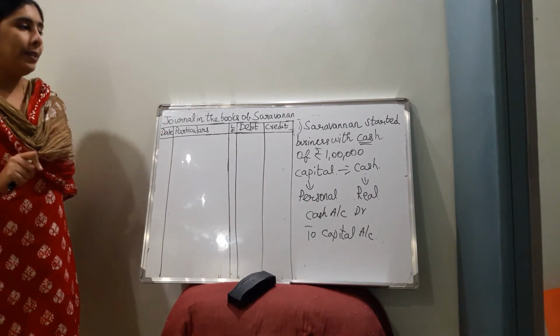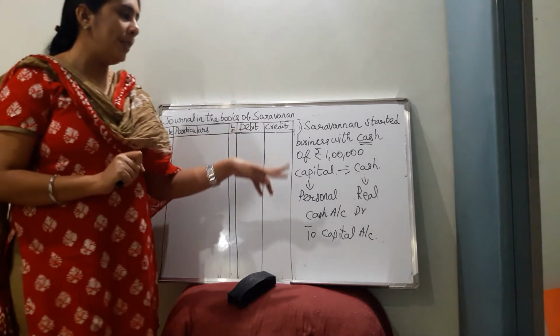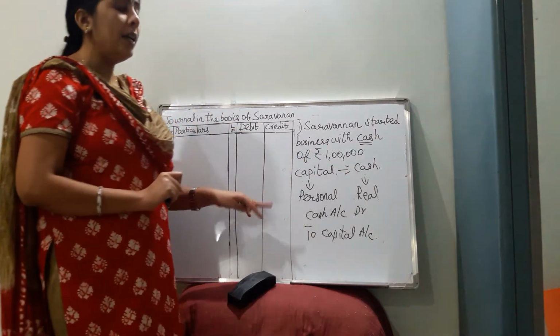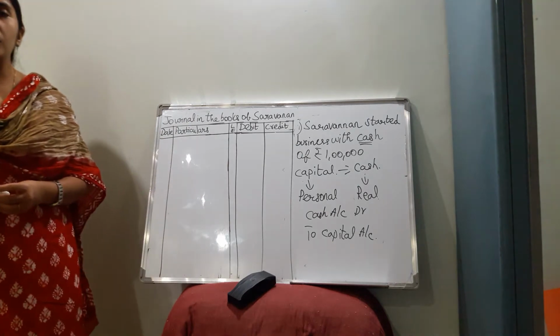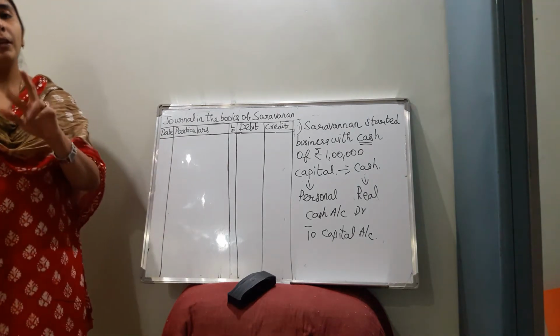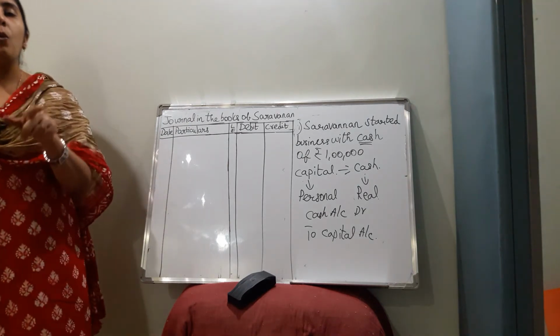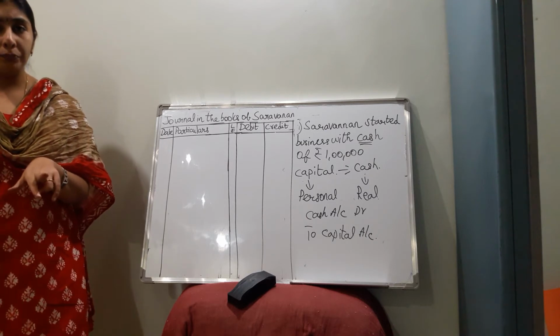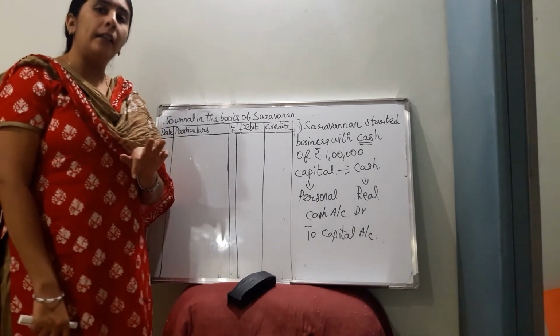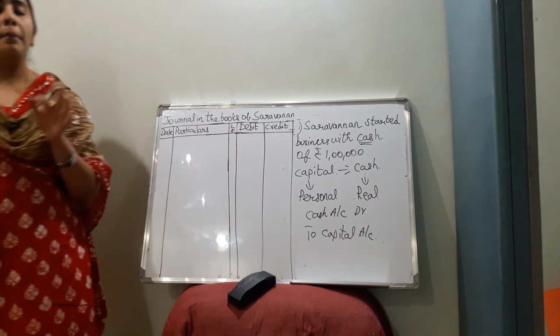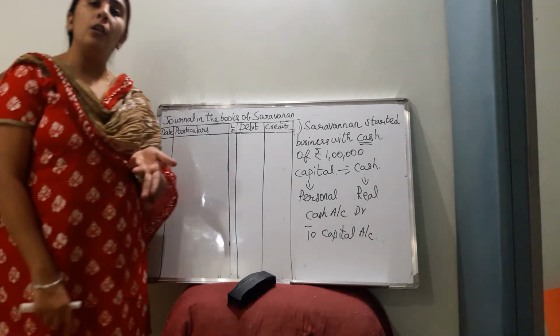I hope you understood. See, there are 2 accounts involved. One is capital and one is cash. Capital is a personal account and cash is a real account. We have to apply the rule of both. So what is the personal account rule? Debit the receiver, credit the giver. For the real account, debit what comes in, credit what goes out.